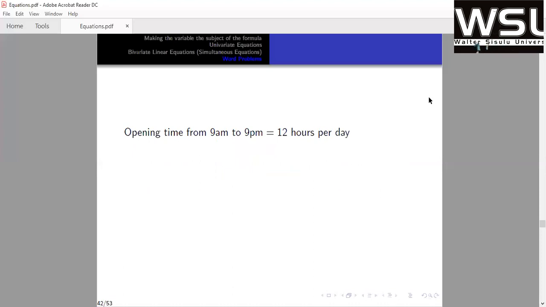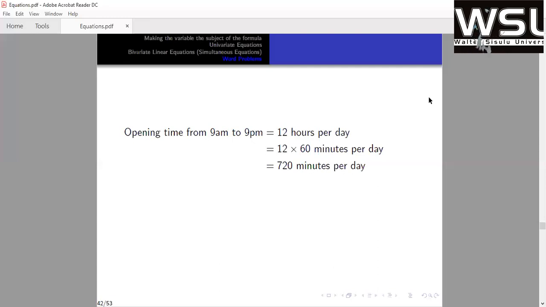Now, the shop opens between 9 a.m. to 9 p.m. That's 12 hours per day. Remember, it opens every day. Because we're given minutes, we convert hours to minutes. We want to know how many minutes there are in the 12 hours they open, and we find that they have 720 minutes per day. They open for 720 minutes.